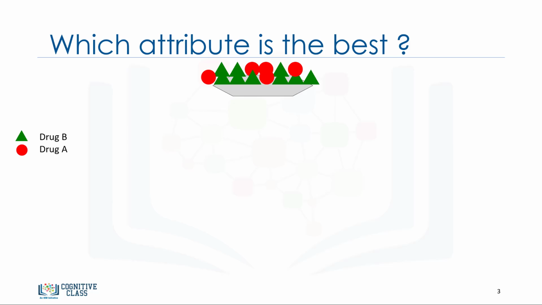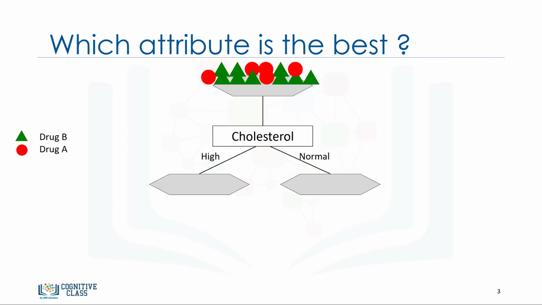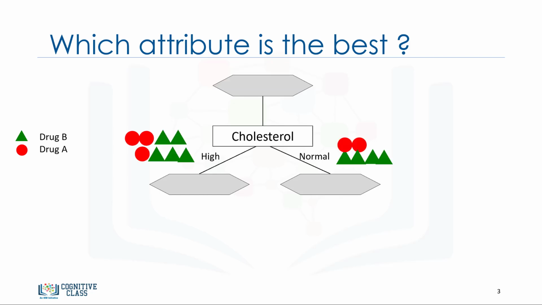What is important in making a decision tree is to determine which attribute is the best, or more predictive, to split data based on the feature. Let's say we pick cholesterol as the first attribute to split data. It will split our data into two branches.